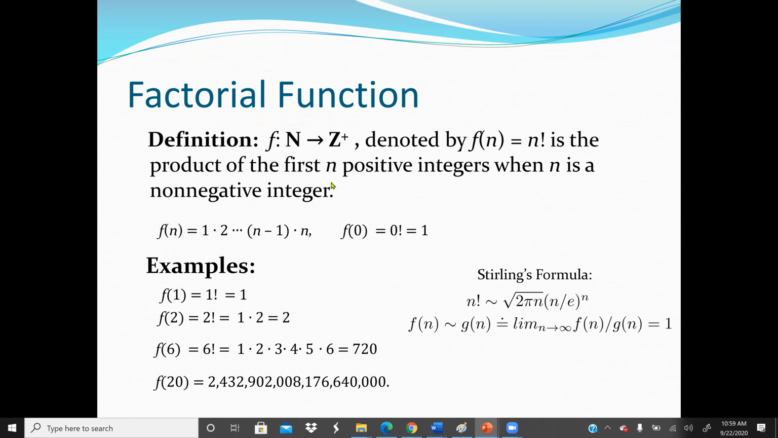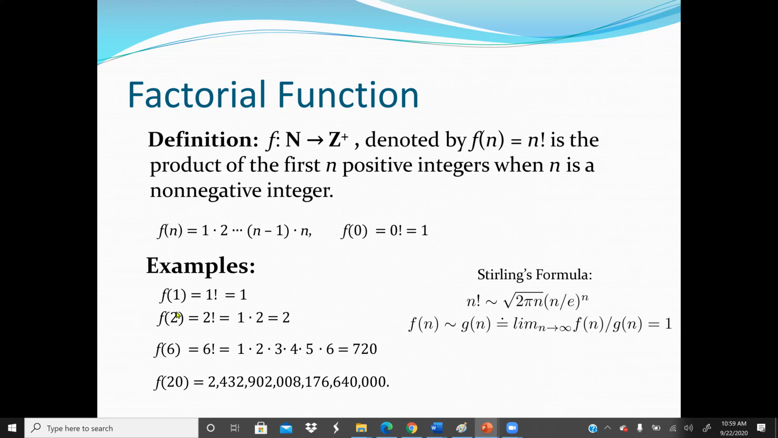A factorial of a function, again, is a function that we multiply. If we are looking for a factorial of 5, then it will be 5 times 4 times 3 times 2 times 1. So we say that the factorial function is denoted by f(n), lowercase n. n exclamation is the product of the first n positive integers when n is a non-negative integer.